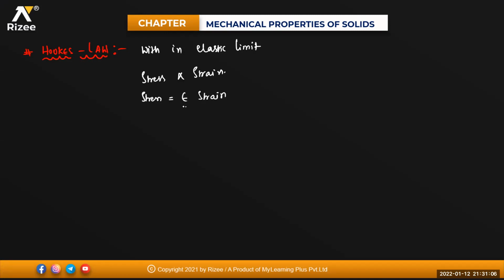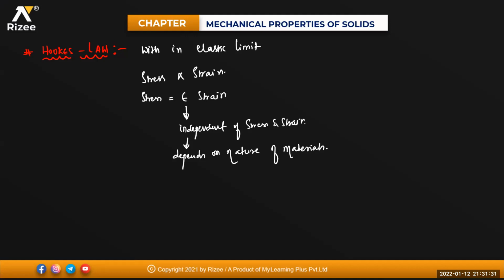This E is independent of stress and strain. Because it is a constant, it is independent of stress and strain. And it depends on the nature of the material. As the material changes, the E value will change. What is E? E is known as modulus of elasticity. Stress is equal to E into strain, where E is the modulus of elasticity, independent of stress and strain, and dependent on the nature of the material.